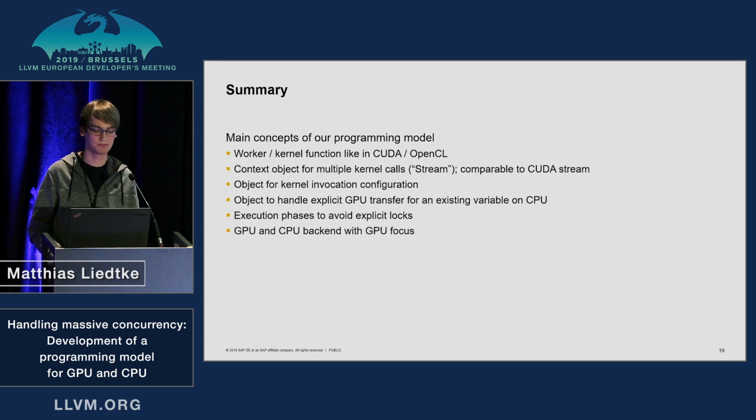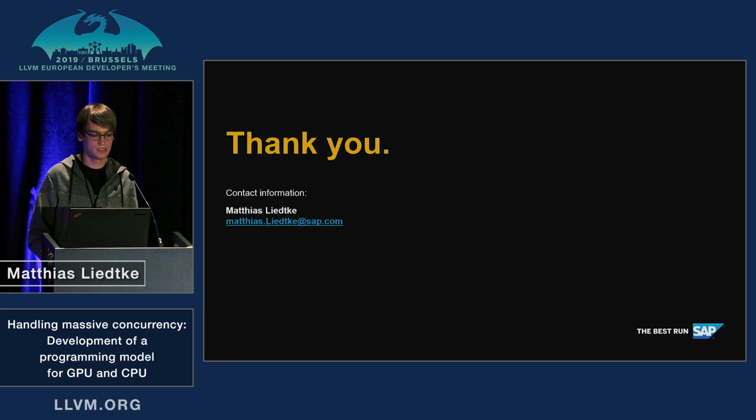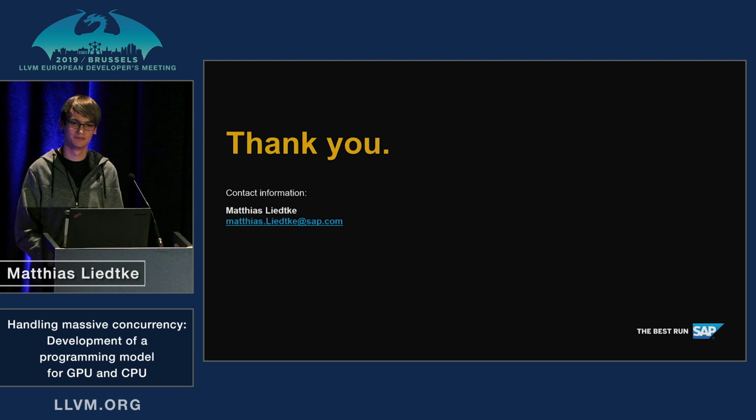So obviously there are algorithms where we can't get completely rid of locks, but at least you can reduce the amount. And we were able to implement a prototype for it where you have a GPU and a CPU backend using LLVM, with the focus on the user-defined code written for the GPU, and we are still able to use the CPU backend and have reasonable performance there. Yeah, so thank you for your attention, and I'm interested in questions.